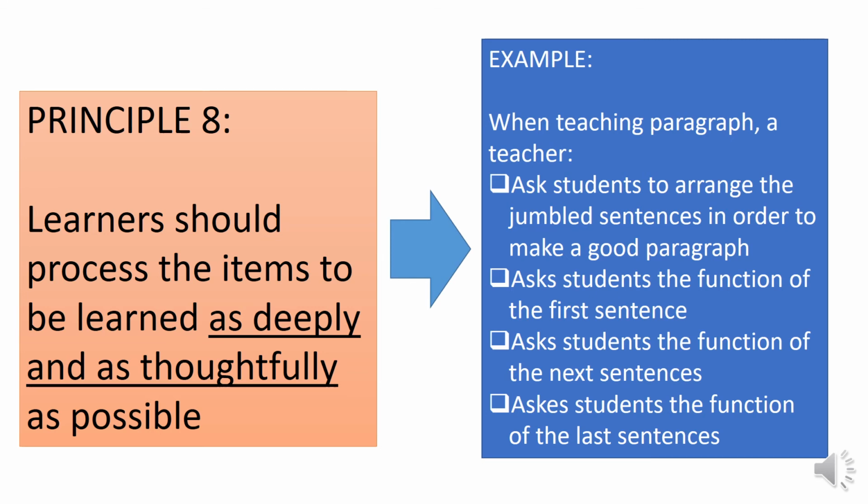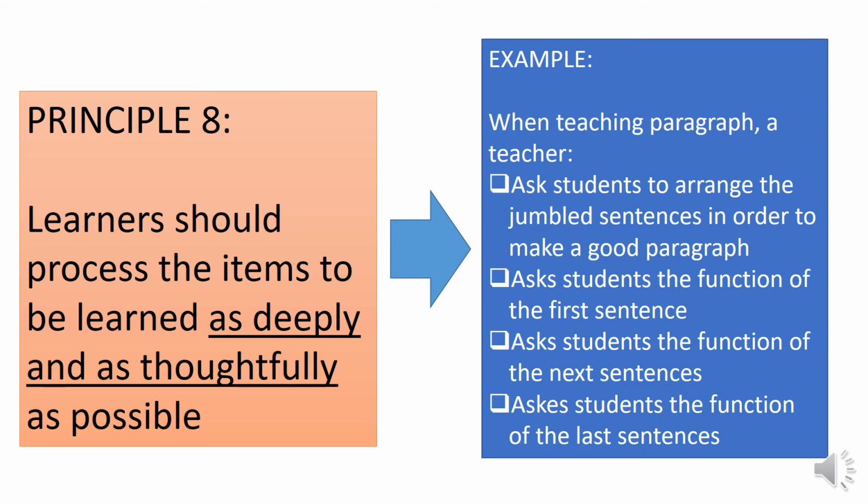don't just make a presentation with your PowerPoint, or you use a whiteboard telling the student what the paragraph is about, telling students what topic sentence is. This is wrong. This is incorrect. This is not deep learning actually. So instead of doing that, in teaching paragraph, you can, for example, ask the student to arrange double sentences in order to make a good paragraph.